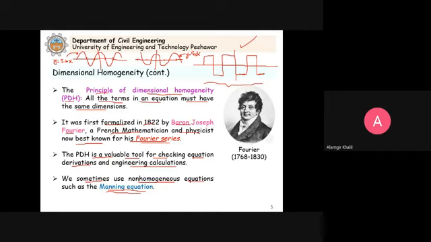So that's why this dimensional homogeneity is very important. And the dimensional analysis, the methods that we are going to study, will be based on this principle of dimensional homogeneity. It's written PDH in your textbook. And what it says is that all the terms in an equation must have the same dimensions. When we apply the method in the dimensional analysis, you will see that we have to satisfy this.